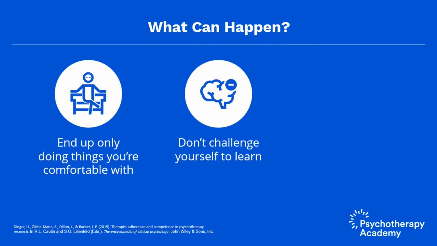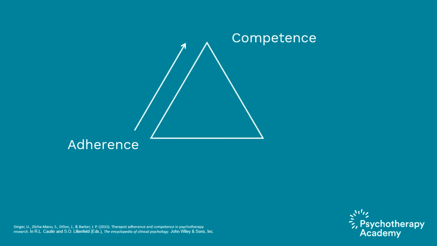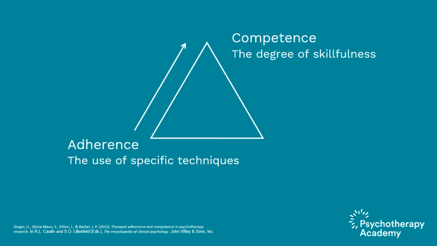So I think it's really important, especially when you're learning ACT, to not just skip around because you have the risk at that point of just becoming sort of eclectically applying random pieces of ACT. I think it's important here to remember the distinction between adherence and competence. And when you're learning psychotherapy, my philosophy is that you move from adherence to a given treatment into competence. So therapist adherence refers to the extent to which a therapist uses the specific techniques of a particular therapy approach. And then competence is the degree of skillfulness in their delivery.